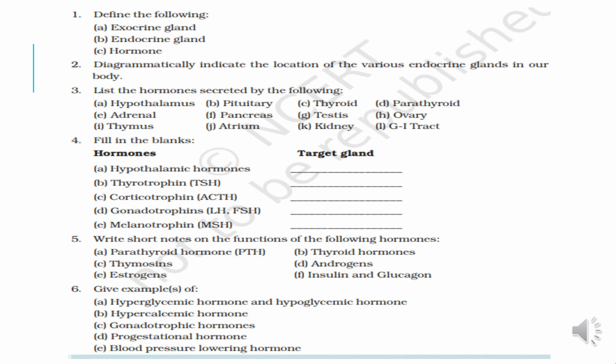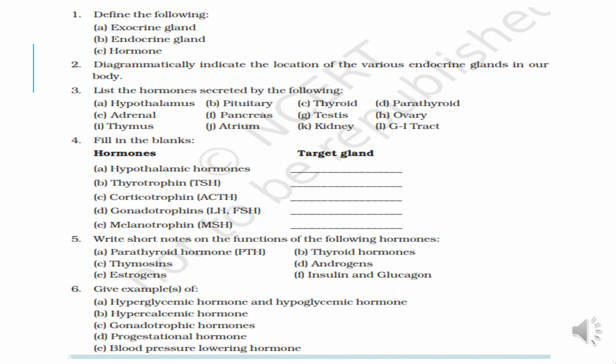Then the next is write short notes on the functions of the following hormones. Again, this question we have done earlier. Then give examples of hyperglycemic hormone and hypoglycemic hormone. Hyperglycemic means which increases the glucose level in the blood. Then it's glucagon, and hypoglycemic is insulin.